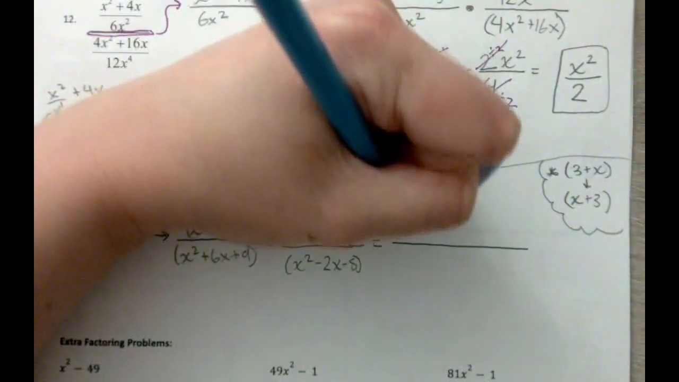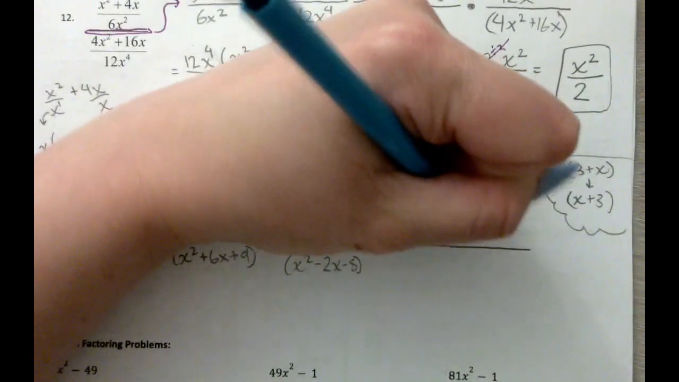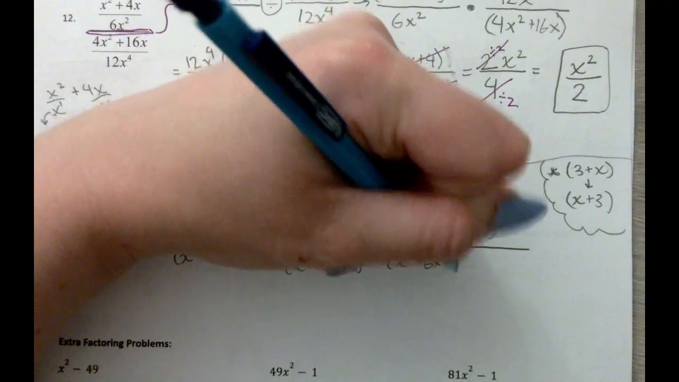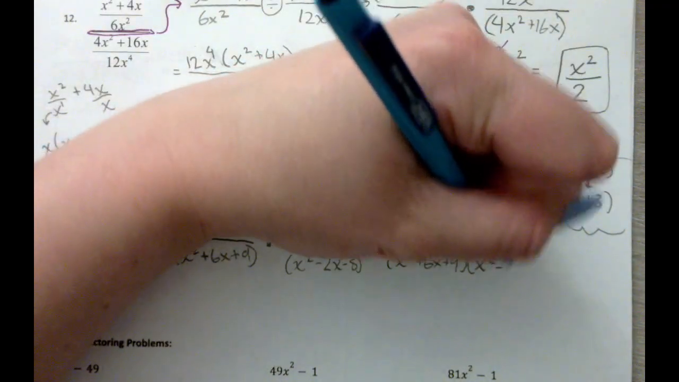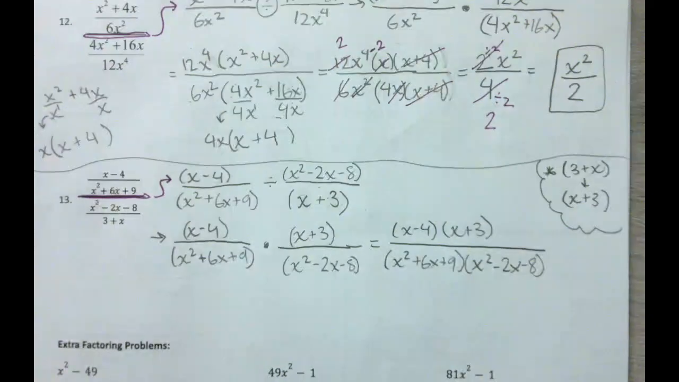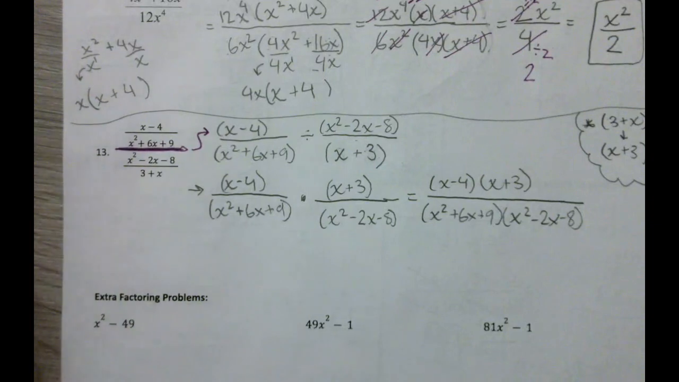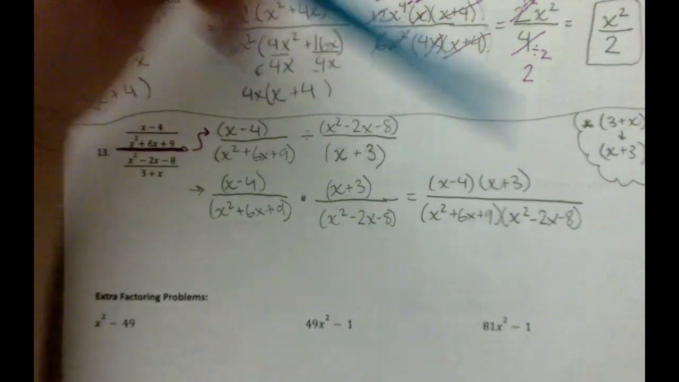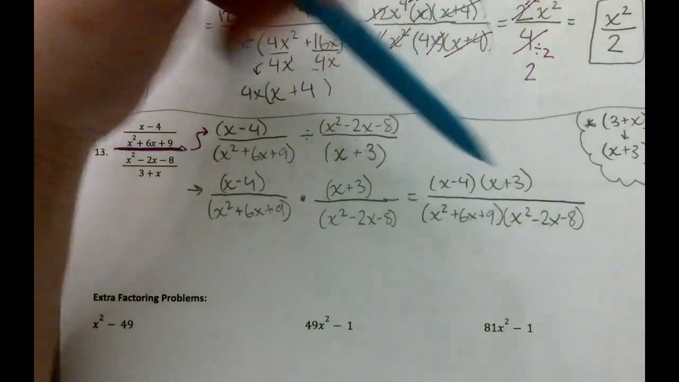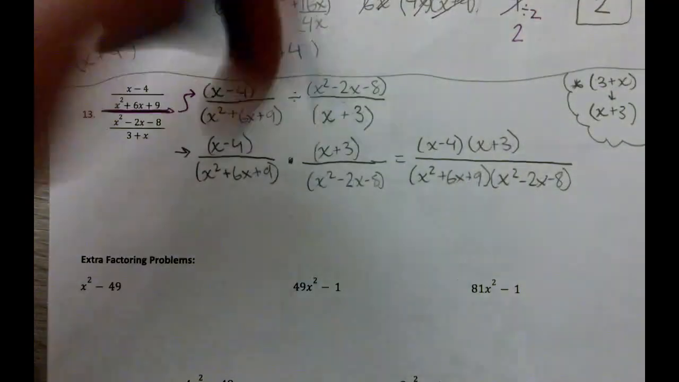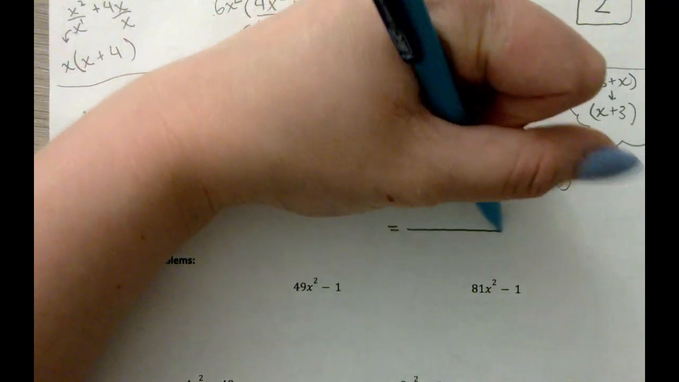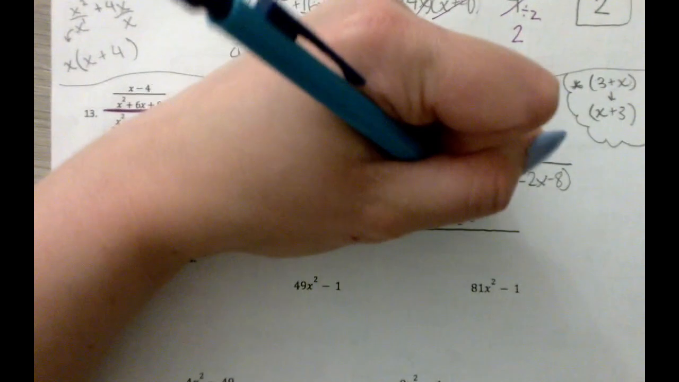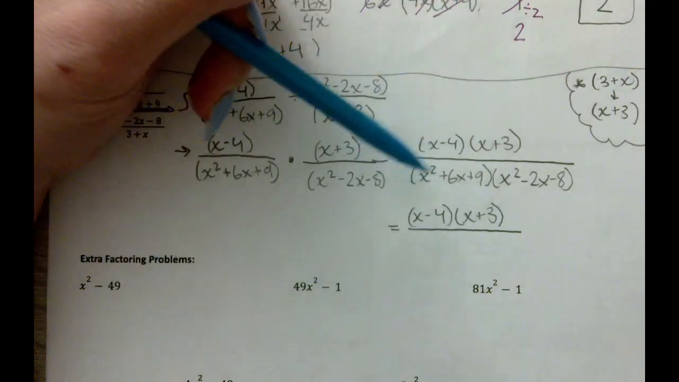On the top, we've got x minus 4 times x plus 3. On the bottom, x squared plus 6x plus 9 times x squared minus 2x minus 8. Now we can start factoring and canceling. On the top, we have x minus 4 and x plus 3. We can't break these down even further, so these are good. Nothing we can do there. So I'll go ahead and start my new answer, and I'll bring those down. We have x minus 4 and x plus 3.